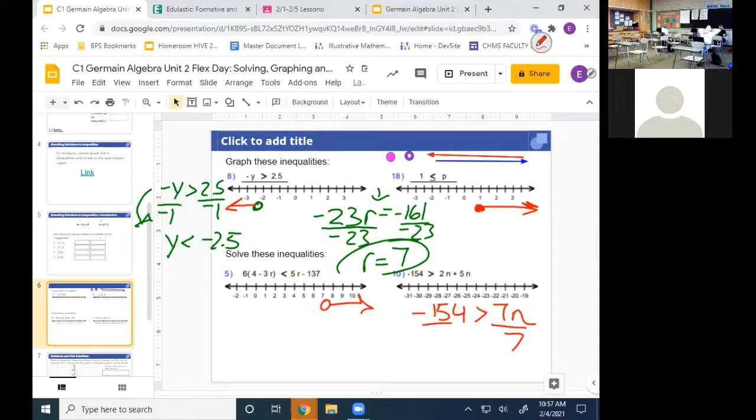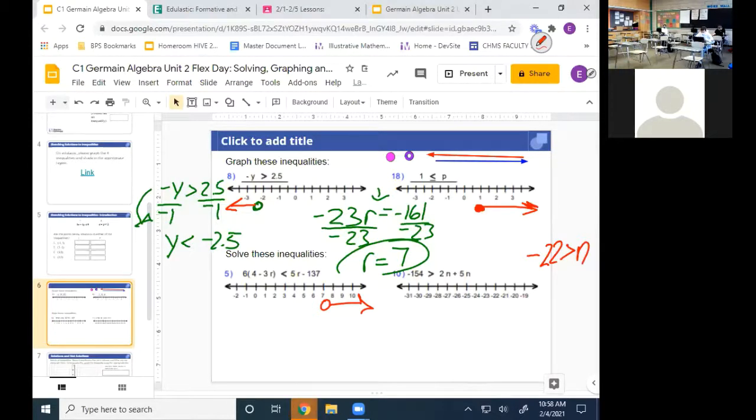So then how do I get my n by itself? Divide by 7, divide by 7. N is going to be greater than how much, Kyle? Negative 22. Very good. Negative 22 is greater than n. If I want to plot this on this line, what kind of point am I using?